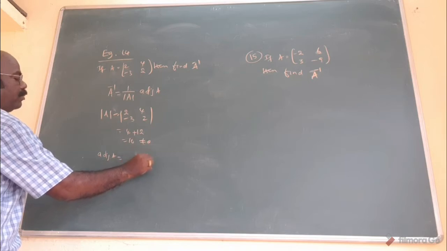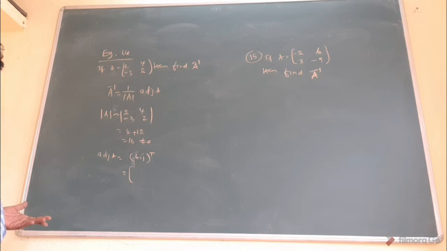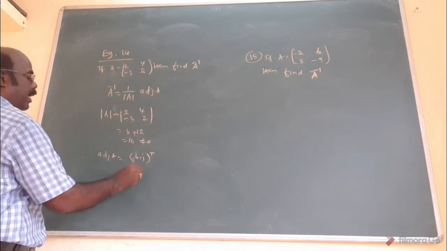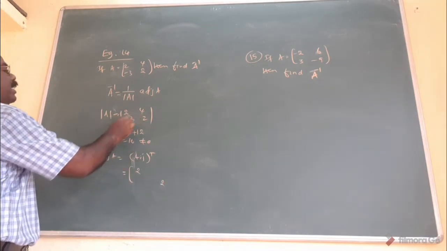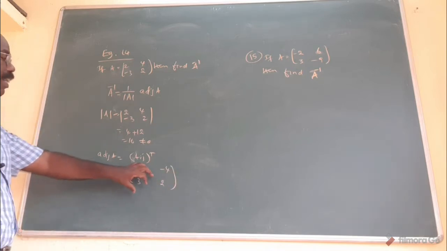This is the formula. For a 2 cross 2 matrix, write the answer directly. The first diagonal interchange. The next diagonal, change sign. That's all. This is the final answer.